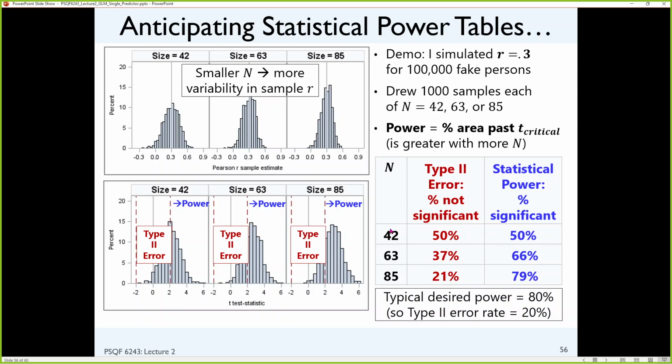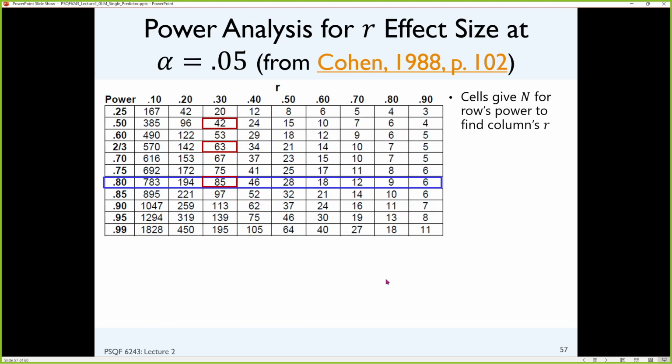Now, why these numbers? Some genius already figured this out. There are power tables, like this one from a classic textbook, Jacob Cohen, yet again, in 1988. I found the whole book online, by the way. Here's a link to it. Yeah, I know. Apparently, if the book is old enough, they don't care if you steal it. But ask the Google, you'll find it right away. This table is actually from that book. I repurposed it in some of my teaching materials.